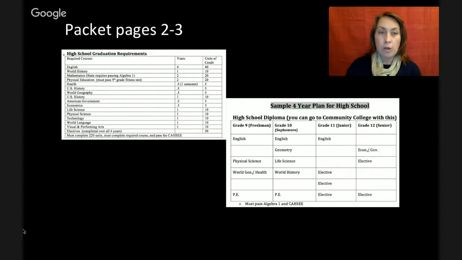On page 2 are the high school graduation requirements all listed out, along with the number of years and units that you need to earn in each one. On page 3 is a sample for your plan, and we're going to use information to fill in the blanks that are on your plan. So the items that you see highlighted in gray and are in red font, those are the items that need to be filled in on your chart.